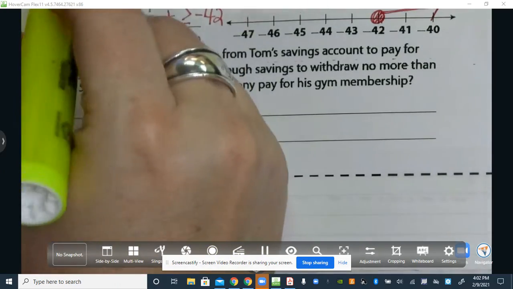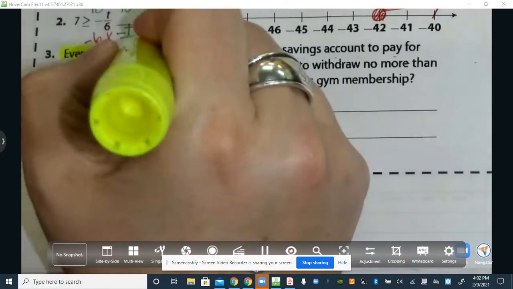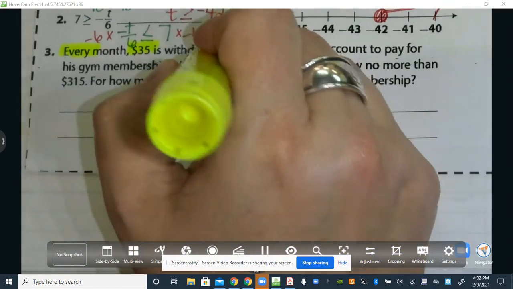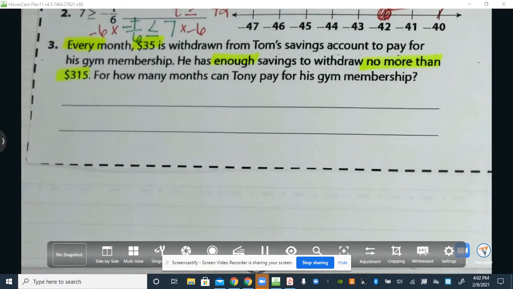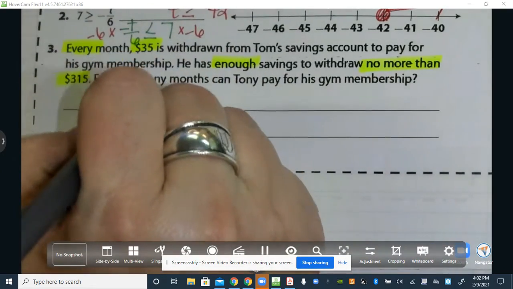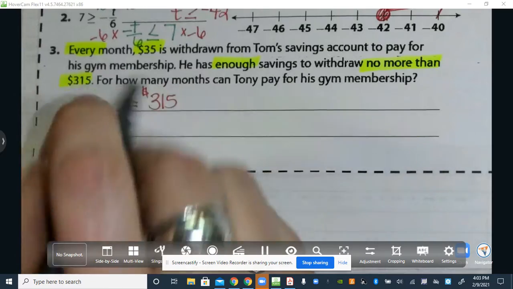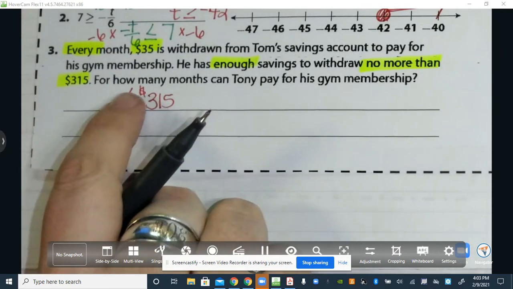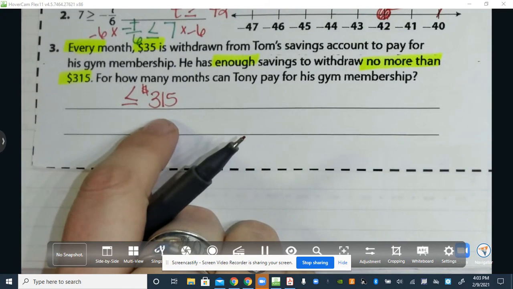So every month, that means I know I'm going to be multiplying something. $35 was withdrawn from his account. He has enough to withdraw no more than $315. So how many months can he pay for his gym membership? So he has no more than $315 as his maximum amount. So the mouth needs to be open to 315, and it can also equal 315. So it's less than or equal to. So our amount needs to be less than or equal to 315.